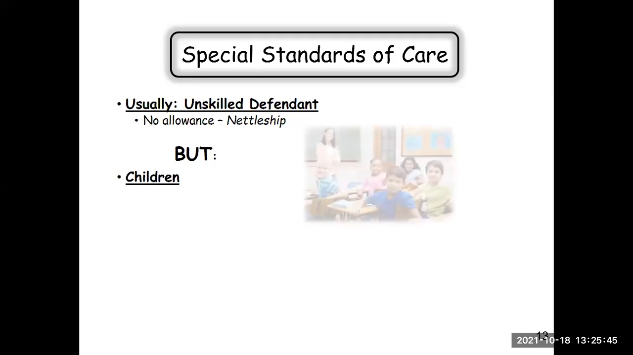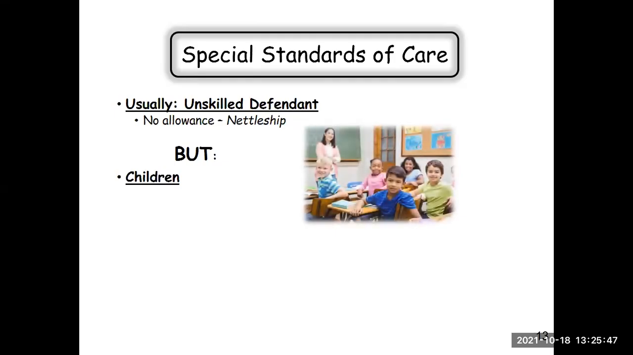The exception is when we're dealing with children, because here we do make allowances for the fact that children are less skilled, they've got less ability to make reasonable decisions than adults do. So with children, we judge them against their reasonable peer, and we also take into account that sometimes you've got a very old child and you've got a very young child, regardless of what their physical age in years is.